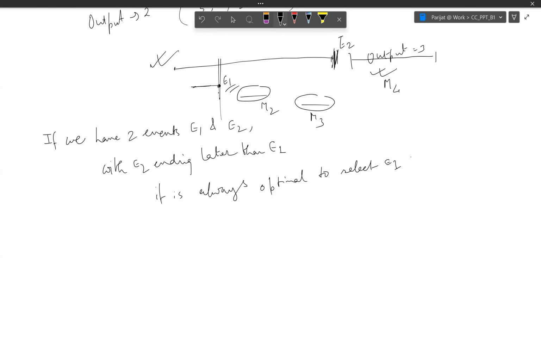Whichever movie ends first, we'll choose that first, and then we'll try to build an algorithm. So these types of algorithms are called, what are these algorithms called?